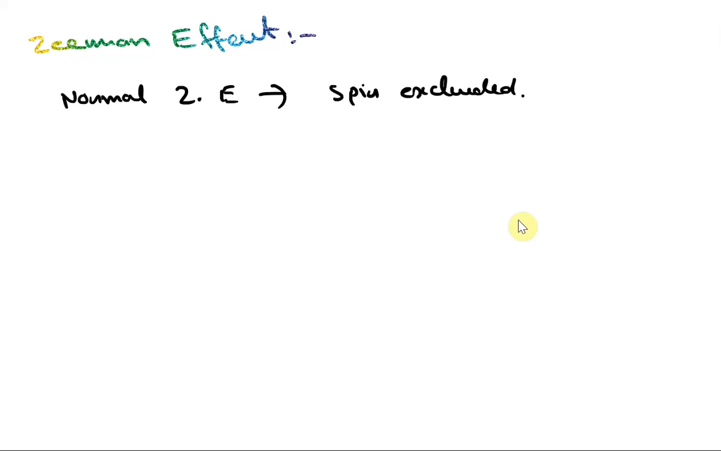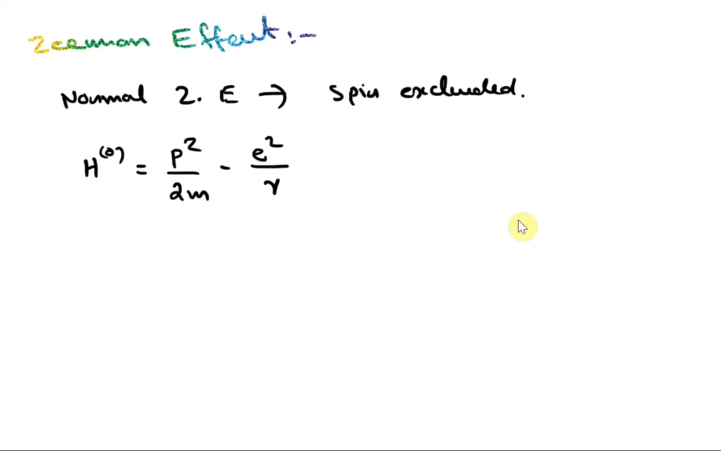The Hamiltonian of the hydrogen atom that we are familiar with is H0. This is the generic form: p squared by 2m minus a potential term, which is e squared divided by r, in Gaussian units. This is the unperturbed Hamiltonian for us.